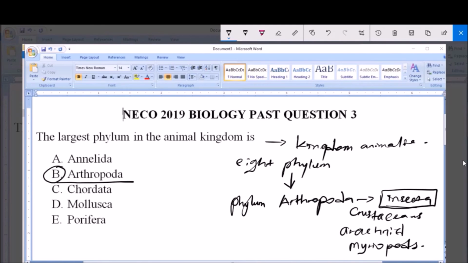It is larger than any other phylum. It is even larger than the phylum Chordata, which is made up of vertebrate animals, that is animals with backbone. So it is actually the largest phylum in the animal kingdom.